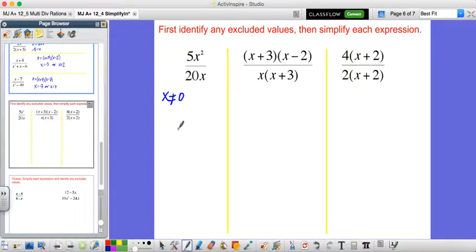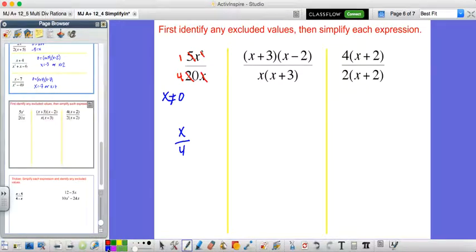5 divided by 20 can simplify to 1 over 4. X squared divided by x could simplify to just x. So 5x squared divided by 20x is just x over 4. And once again, that came from x squared canceling with x, 5 canceling with 20, 4, and 1. So we have 1 times x divided by 4.